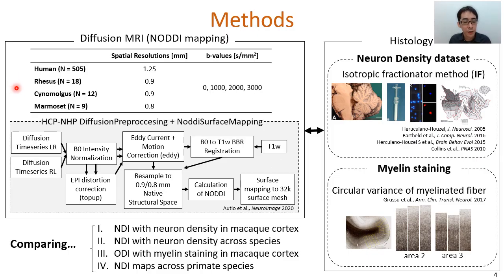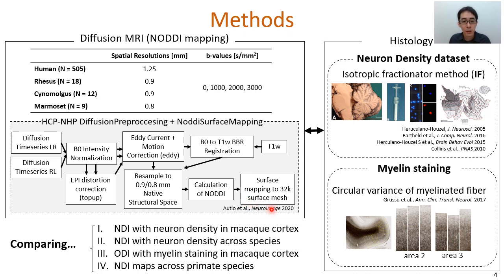We acquired data from 18 rhesus monkeys, 12 cynomolgus monkeys, and 9 marmosets using a 3 Tesla MRI scanner and custom-made receive coils. For humans, we used 505 subjects from HCP data. For macaque and marmoset, we applied acquisition parameters harmonized to the HCP acquisition. All datasets were preprocessed using the HCP-NHP pipeline, applying distortion correction, registering to the structural space, fitting the NODI model to the data, and obtaining the NDI map on the cortical surface.